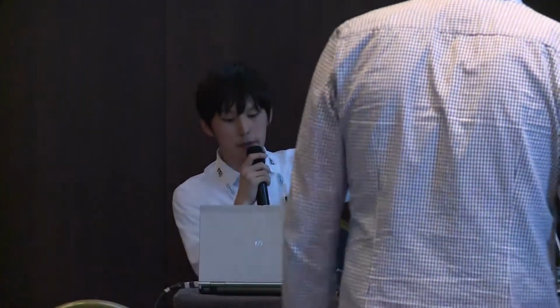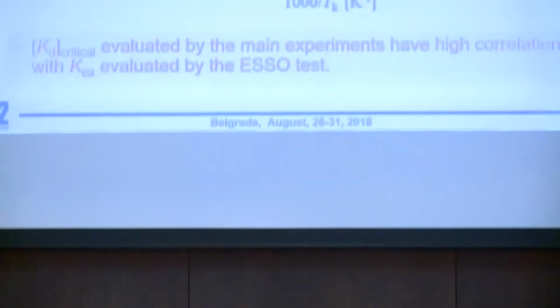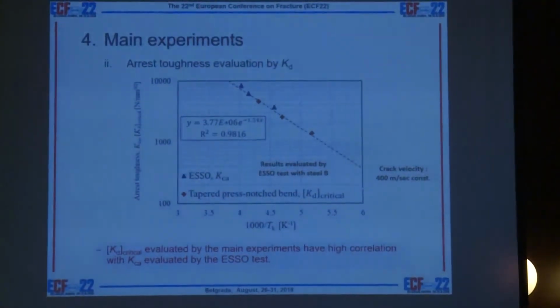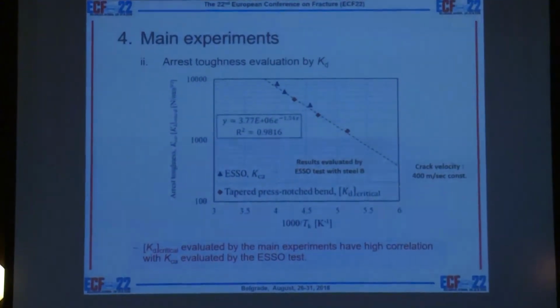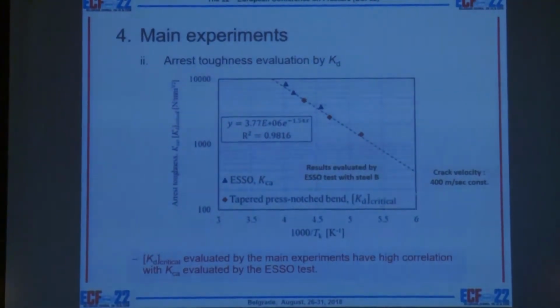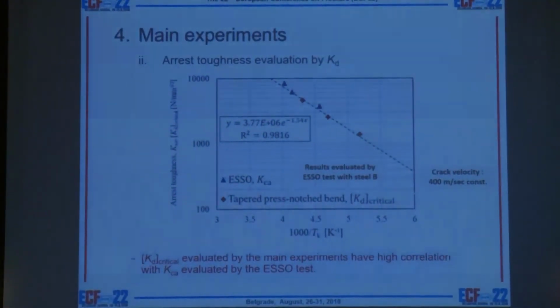The result of the main experiment, the result of S-test and the result of the tapered press notch bend, is evaluated in the same thickness with the same steel. Both data have high correlation. So this test is beneficial in accuracy, evaluation accuracy.